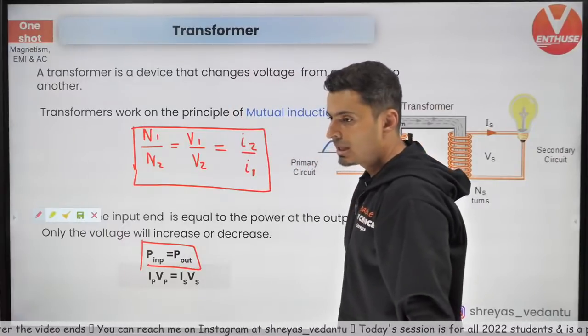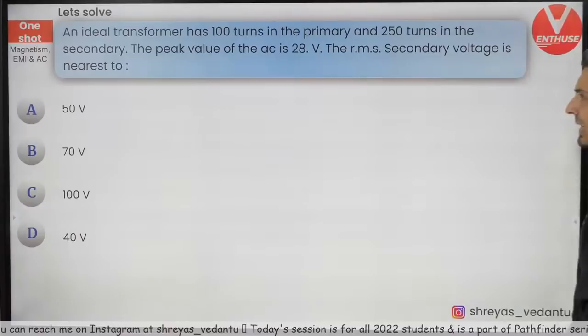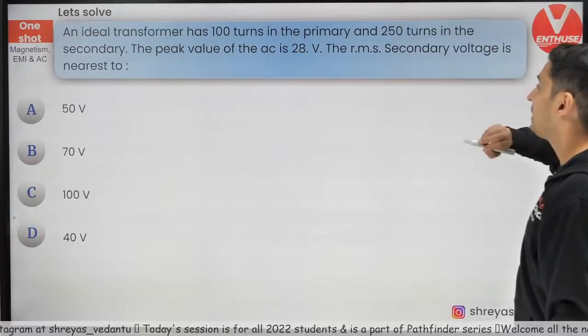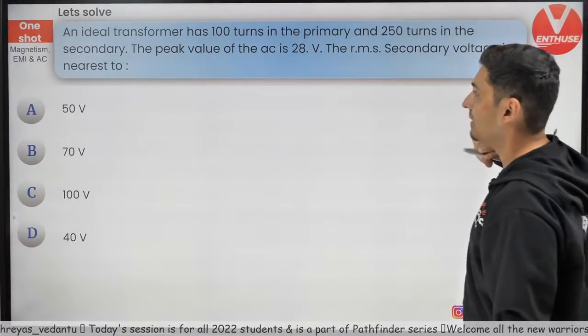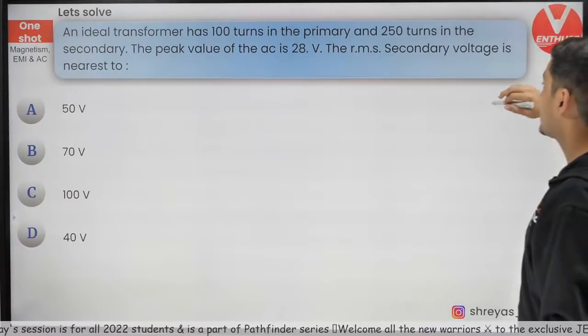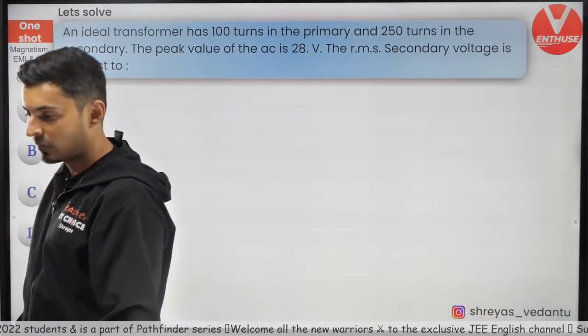Okay, let's move to the question parts of it. An ideal transformer has 100 turns in the primary, 250 turns in the secondary. The peak value of the AC is 28 volts RMS. The secondary voltage is close to how much? Think about it.